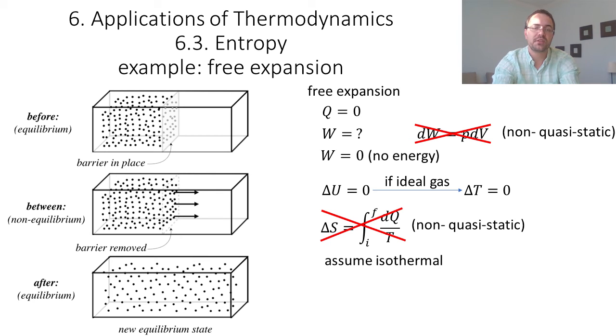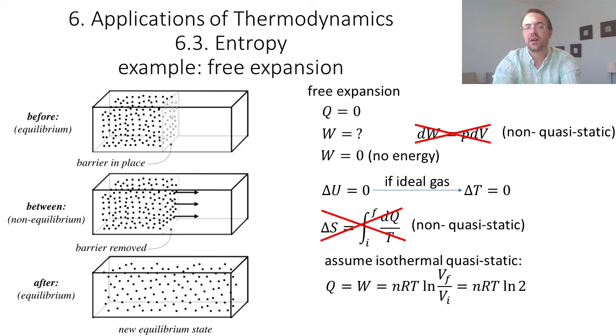So we just mentioned that the temperature does not change. So we can assume an isothermal process. And we can choose it to be quasi-static so that we can calculate the entropy change. So for an isothermal process on an ideal gas, we have seen that Q is equal to W, and W is equal to nRT ln of V final over V initial. And since V final is twice the initial volume, we can calculate that Q is equal to nRT ln of 2.